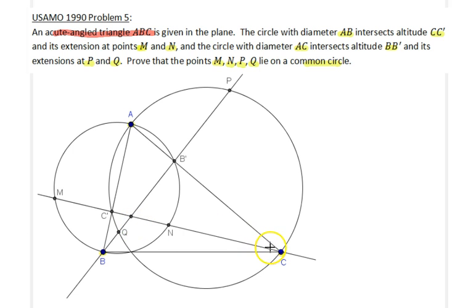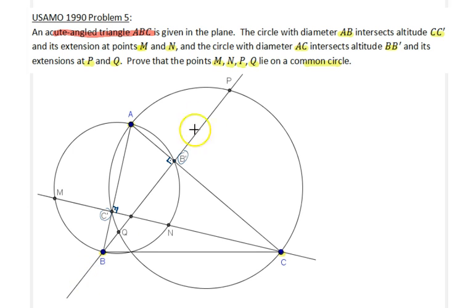So obviously we are told that CC prime is an altitude, so this is a 90-degree angle here, and similarly BB prime is an altitude, so that's also 90 degrees. So the circle whose diameter is AB will definitely go through that point B prime because of this 90-degree angle which subtends this diameter. In a similar way, the circle whose diameter is AC will go through point C prime because this 90-degree angle here intercepts this diameter. So far we have an understanding.